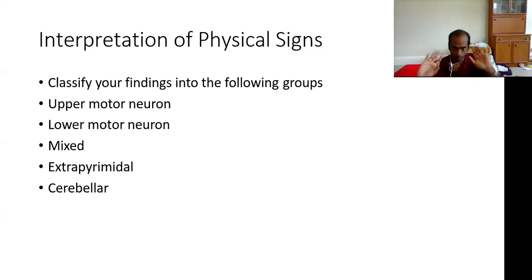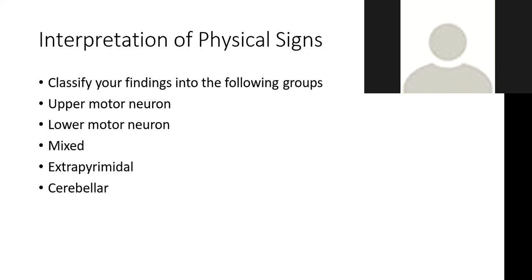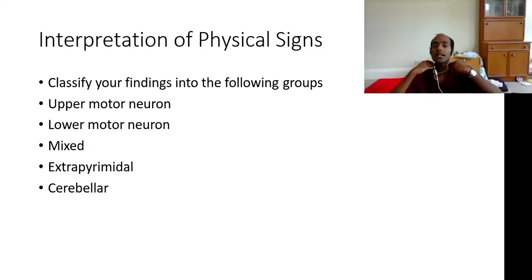That is for undergraduates. For postgraduates, the next pattern is paraparesis. What is paraparesis? What is paraplegia? Weakness of the lower limbs. Quadriparesis or quadriplegia is weakness of all 4 limbs. So there are three patterns.